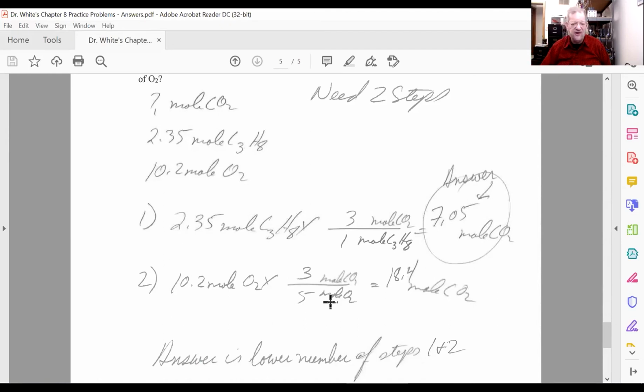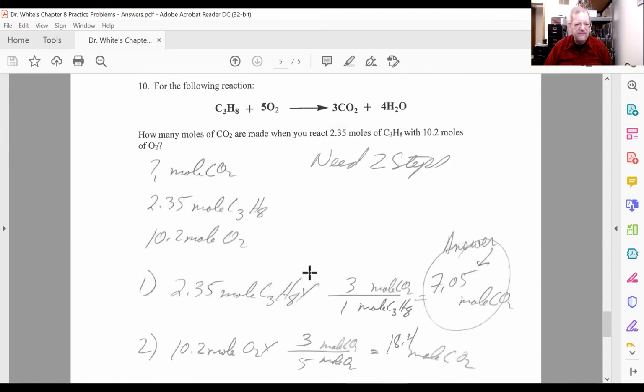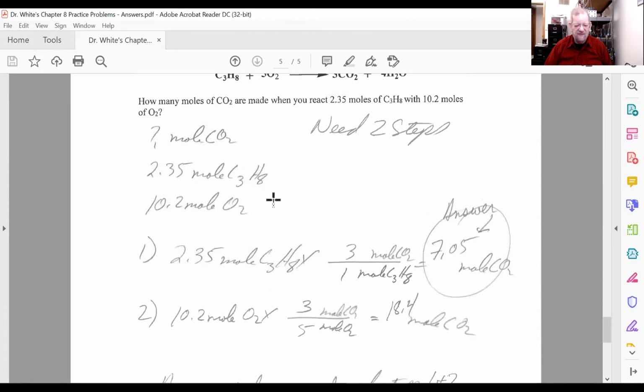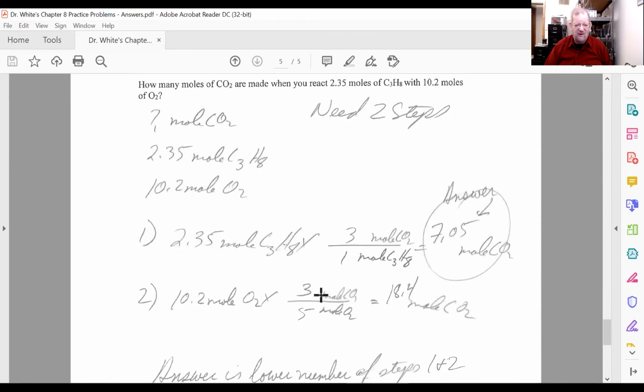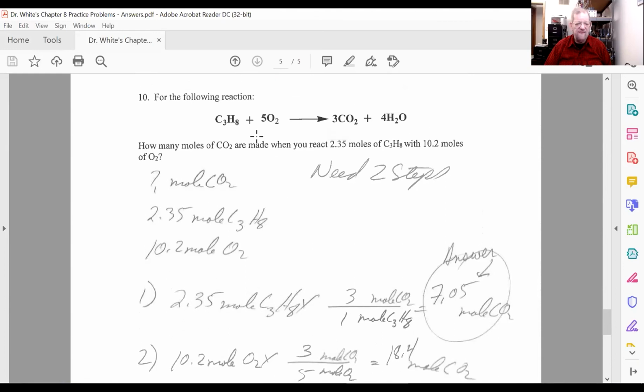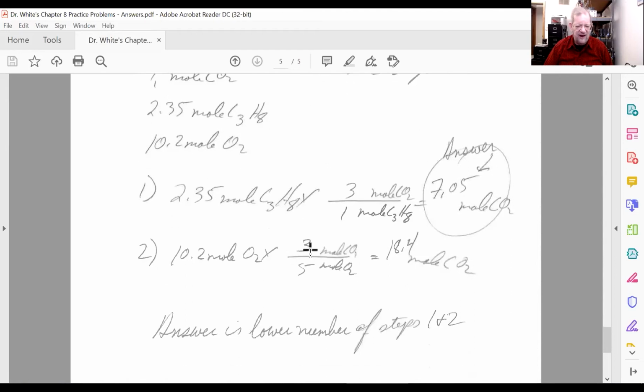From the balanced chemical equation, we're looking for a ratio of moles of oxygen to moles of CO2. For every 5 moles of oxygen, I make 3 moles of CO2, which is where I get for every 5 moles of oxygen, I make 3 moles of CO2. And the number here is wrong. It was 6 point whatever, and this would be the correct answer.